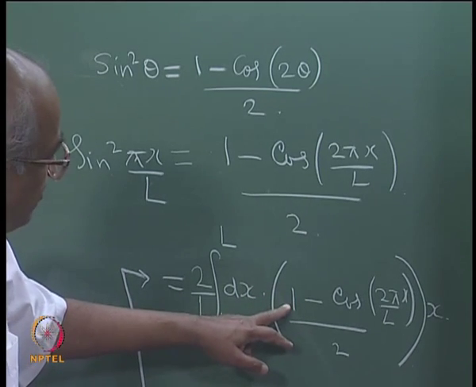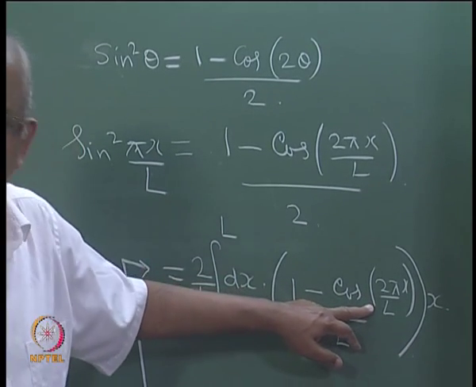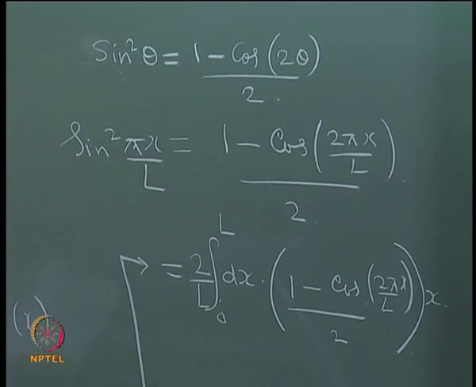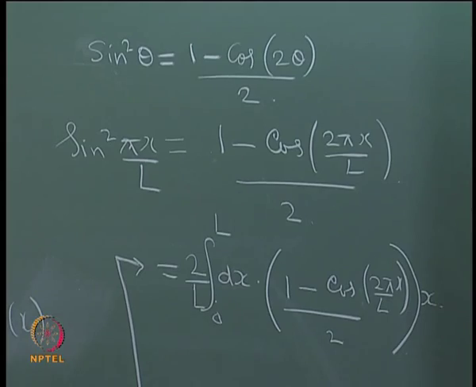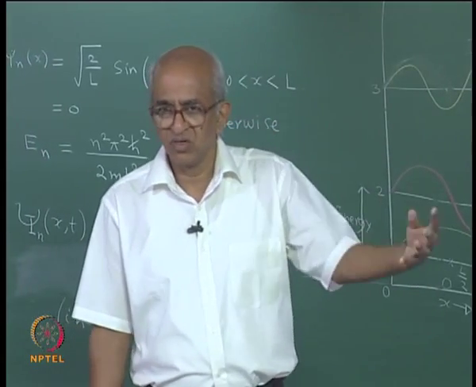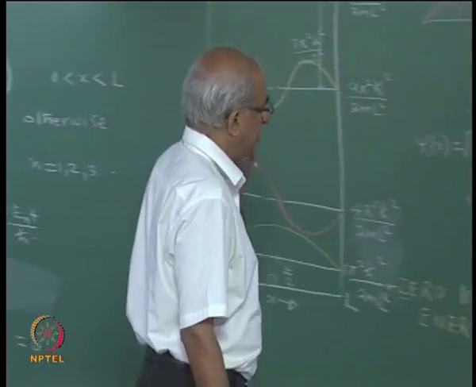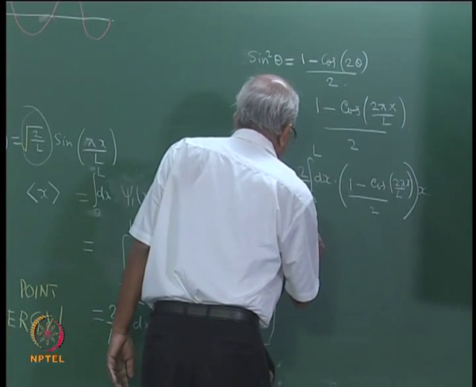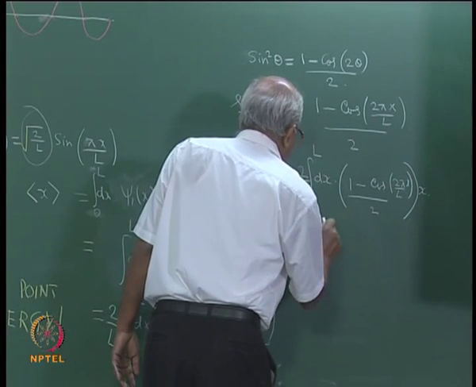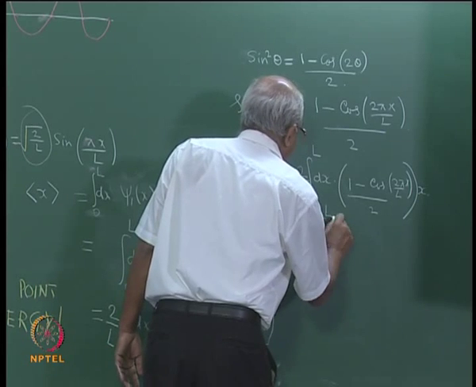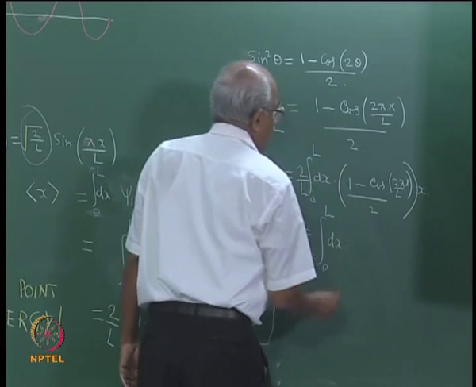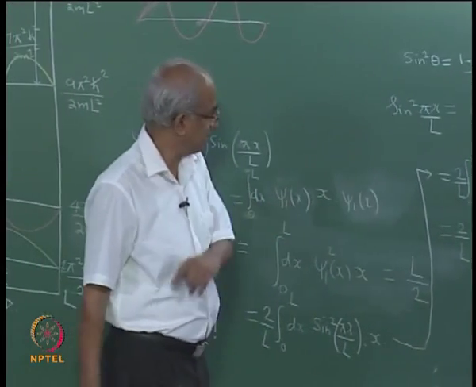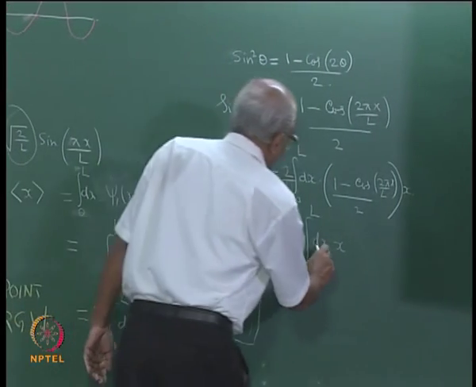The first term will come from here, the second term will come from there, but that second term I am not actually going to evaluate, other than tell you that if you did evaluate the contribution from that term, it is going to be 0. Maybe you can do this as an exercise, and then what will happen to the other term? I will get 2 by L integral 0 to L dx into x is what you are going to get from the first term, and there is a half there.